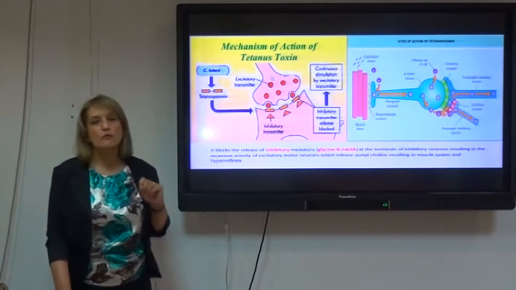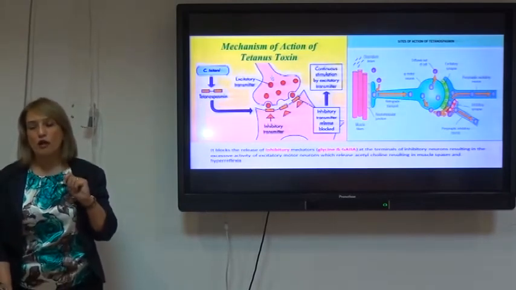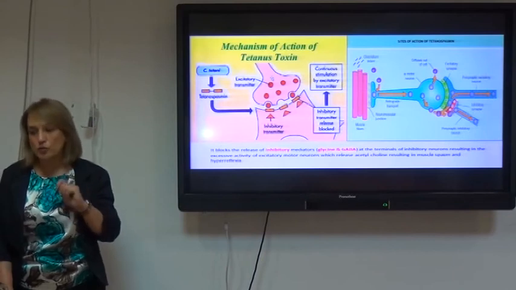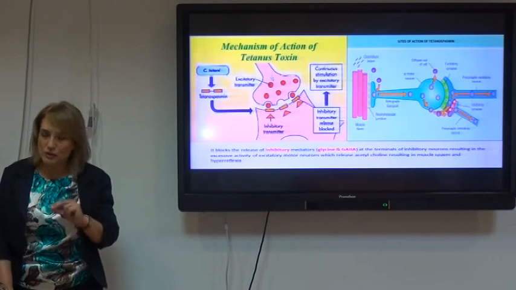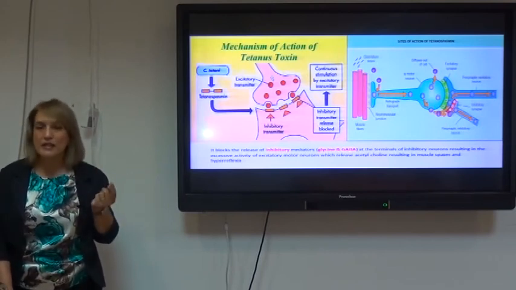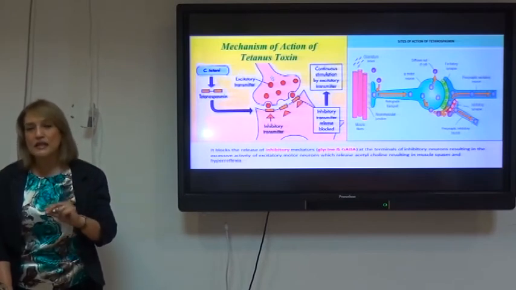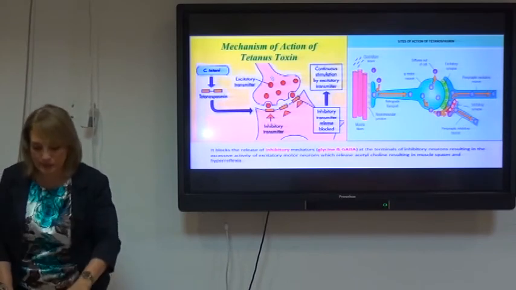So again, the mechanism of action of tetanospasmin is blocking the release of inhibitory mediators present in the terminals of inhibitory neurons, which are glycine and gamma-aminobutyric acid, or GABA, resulting in excessive activity of the excitatory motor neurons, releasing acetylcholine, resulting in sustained muscle spasm and hyperreflexia. So there is extensive muscle spasm.